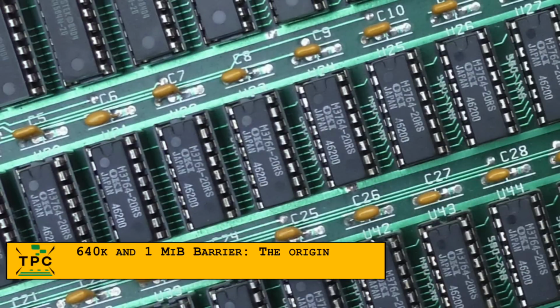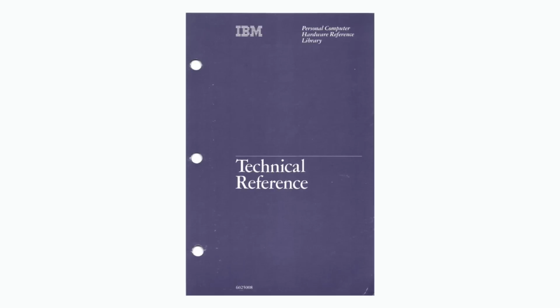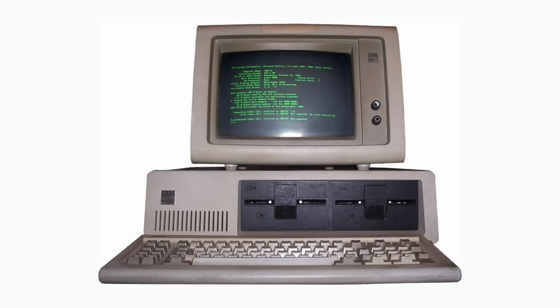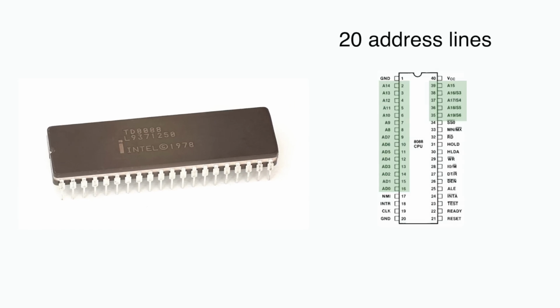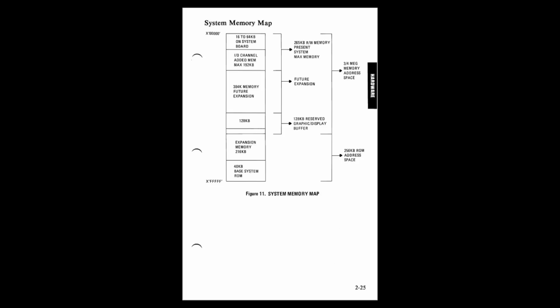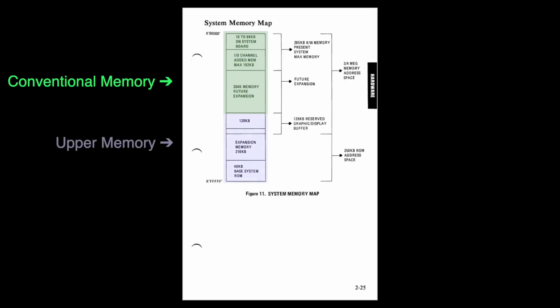Now, maybe I should explain a bit about those terms like conventional and upper memory. This all goes back to the original design of the IBM PC. With the original 8088 and 8086 CPUs providing 20 memory address lines, the CPU could only address a maximum of 1 megabyte of memory. IBM then defined the first 640 kilobytes as the conventional memory to be used by the operating system and applications. The memory above 640k was called the upper memory area and was reserved for system use, specifically for memory mapped ROM access for devices like graphics cards or the hard disk controller.